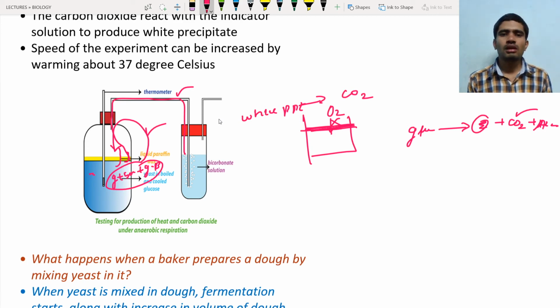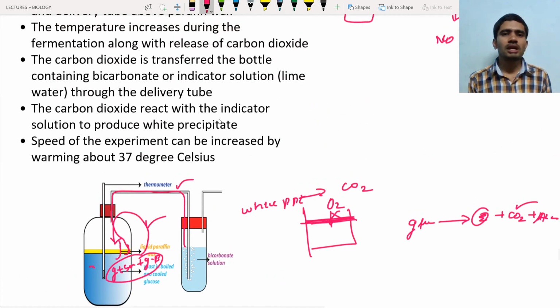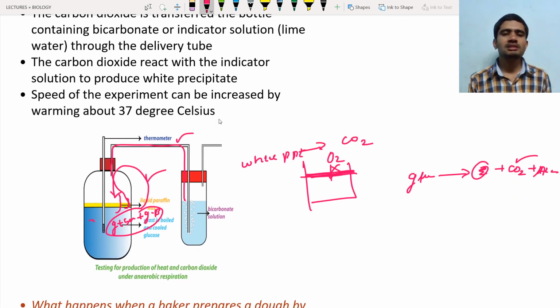Alcohol is also produced. If you want to speed up the reaction, you have to warm it, or raise the temperature to around 37 degrees Celsius, so that the speed of the reaction will be increased.